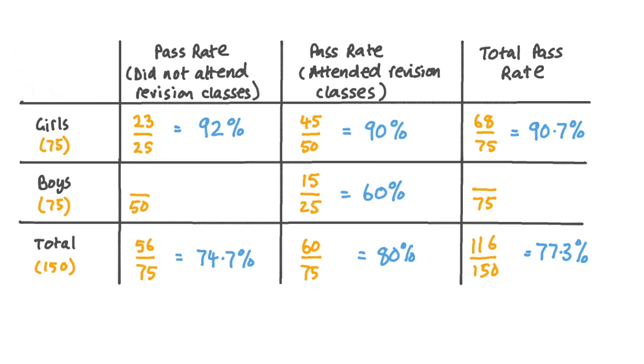So we looked at the numbers for boys. 15 out of the 25 boys who attended the revision session passed their exam, which is a 60% pass rate. But 33 out of the 50 boys who didn't attend the revision session passed their exam, which is a 66% pass rate. This seemed like a paradox. Boys who attended the revision sessions had a lower pass rate than those who didn't, and girls who attended the revision sessions had a lower pass rate than those who didn't. But overall, the revision class had a higher pass rate than the non-revisers. We checked the numbers, and they were right.